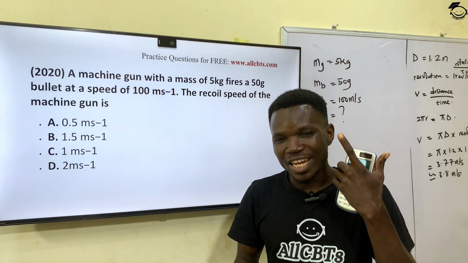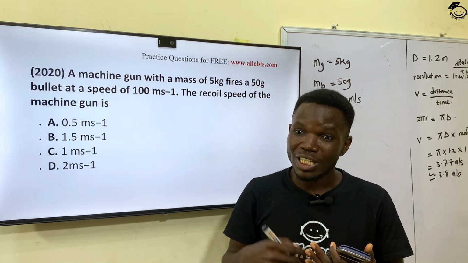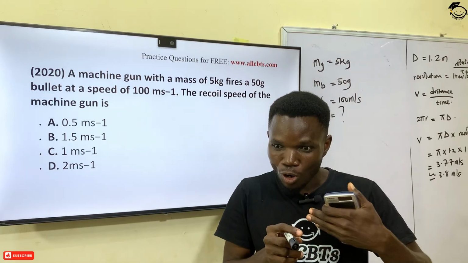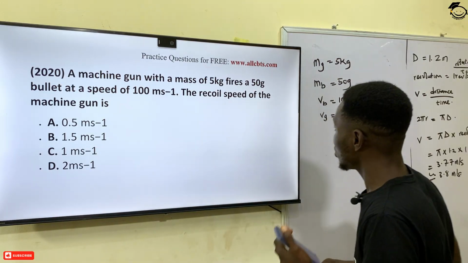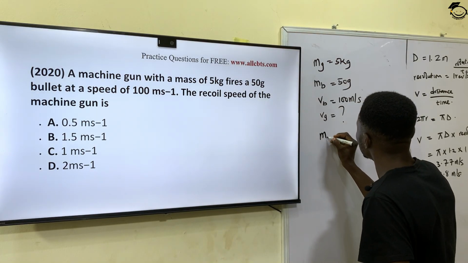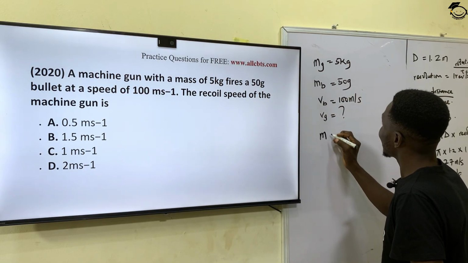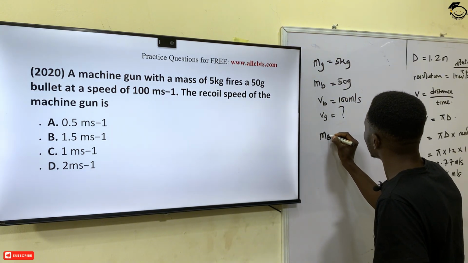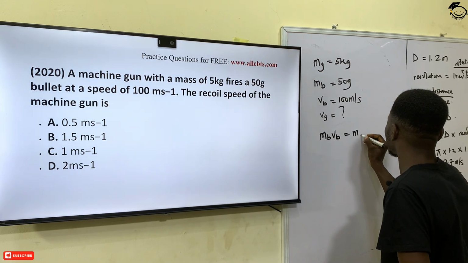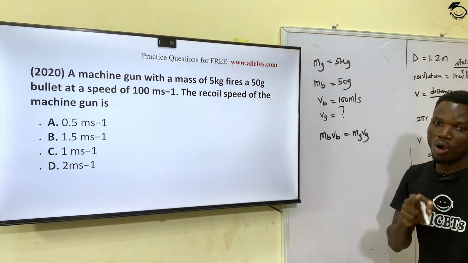Why? Because the recoil is gotten from Newton's third law of motion that says that to every action there's an equal and opposite reaction. So as you are shooting the gun, that's an action. There's a reaction from the gun, which is the recoil of the gun. And according to Newton's law, if you follow this principle, the momentum before collision must be equal to the momentum after collision, which means that the mass of the bullet times velocity of the bullet must be equal to mass of the gun times velocity of the gun. So the momentum of the bullet must be equal to the momentum of the gun.